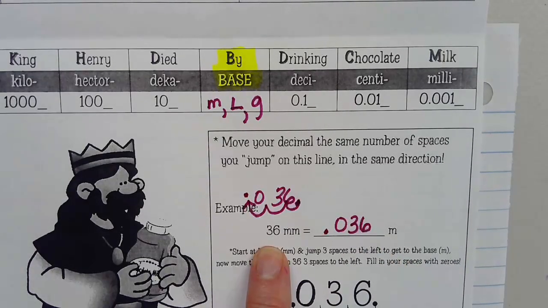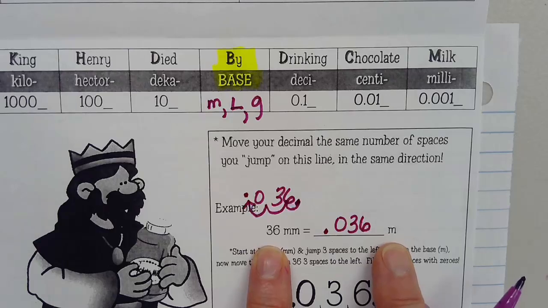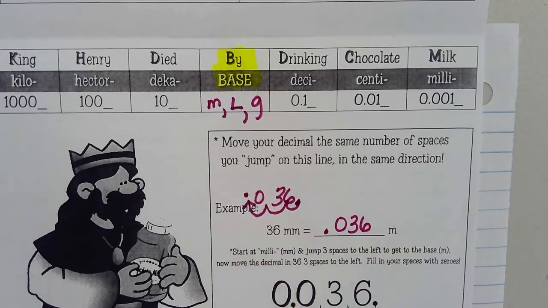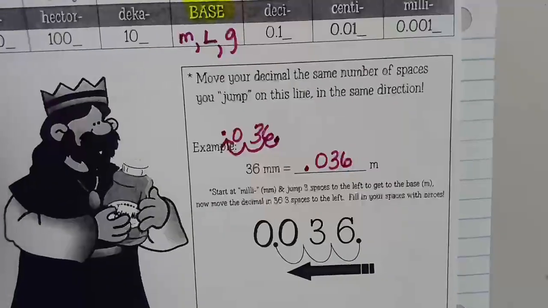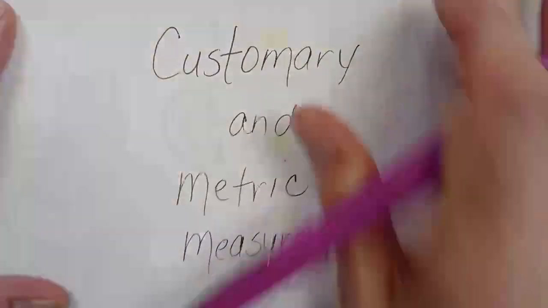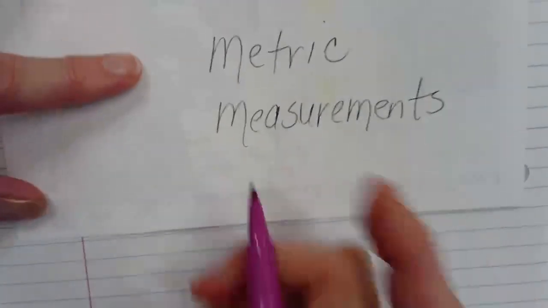If I have 36 millimeters, I do not have anywhere close to a meter. I have 36 thousandths of a meter. I only have 36 out of the 1,000 that I need. Okay? We're going to do more examples like that, except we are going to write those letters so that we can use them.